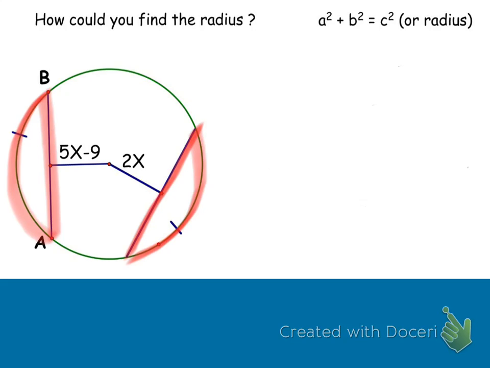Well, if that's the case, then you know that these segments here are congruent because chords that are equal are the same distance from the center. So chords that are congruent are the same distance from the center. Since that's true, I can at least solve for x simply by putting 5x minus 9 equal to 2x. And you solve this, you end up with 3x equals 9. So you end up with x is equal to 3.